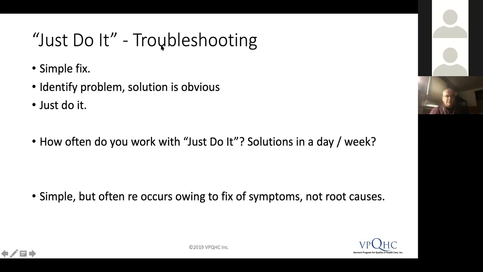So the question becomes really, how often do you work with just do it solutions a day? So if you were to say, out of those 35, Brianna, or the 60 for Holly, roughly speaking, what sort of a number would you think of as falling into this kind of category of just do it solutions in a day?